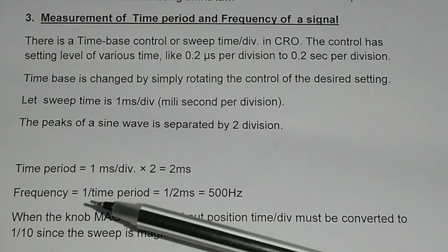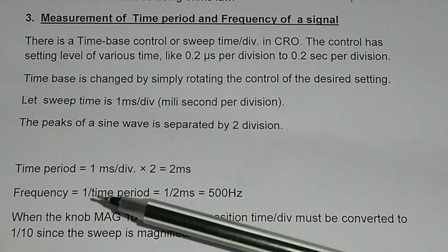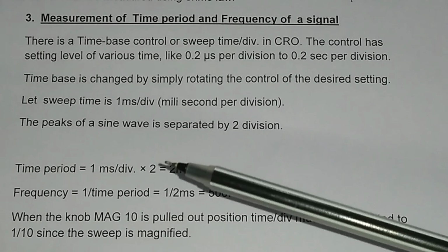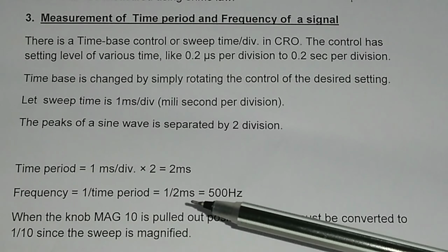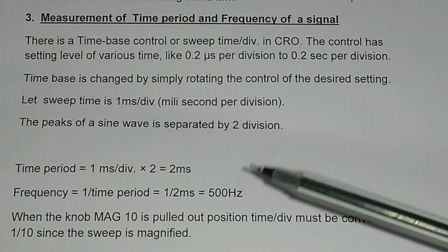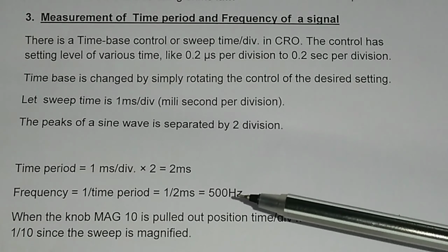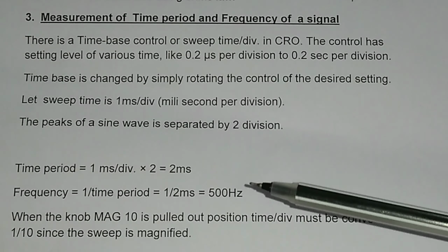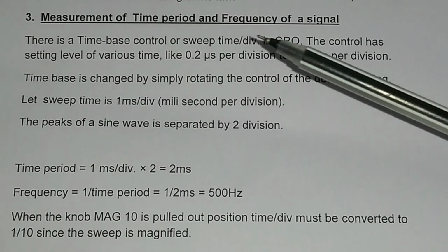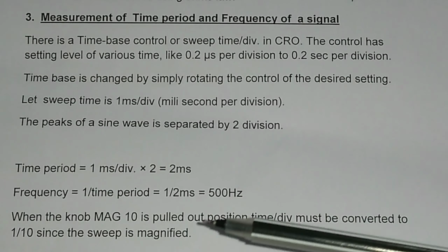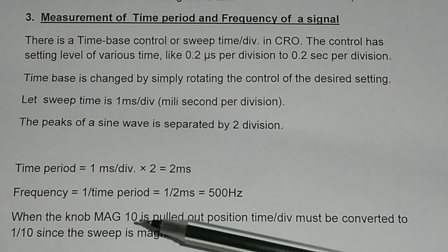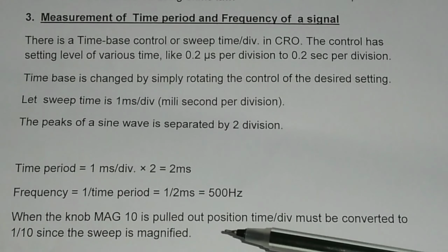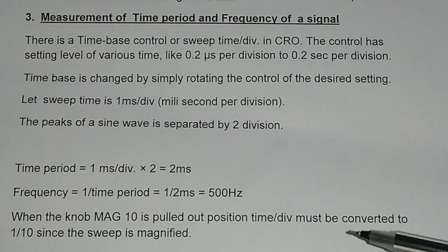And what will be the frequency? As you know, frequency is equal to 1 by the time period. If the time period is 2 milliseconds, then the frequency will be 1 divided by 2 milliseconds. Converting to seconds, that is 2 into 10 to the minus 3 second, so the frequency will be 500 hertz. In this way you can measure the time period and frequency of a signal. In the CRO you also have a magnification switch, MAG 10. If you pull it out, the time per division setting must be divided by 10, since the sweep is magnified.